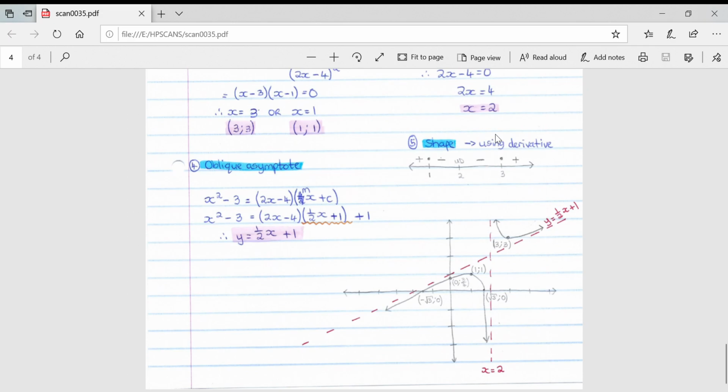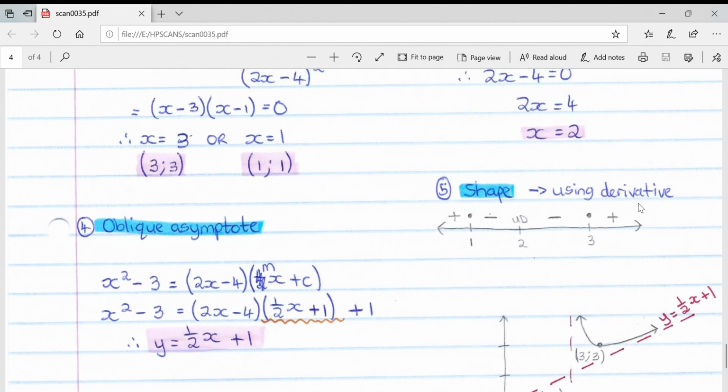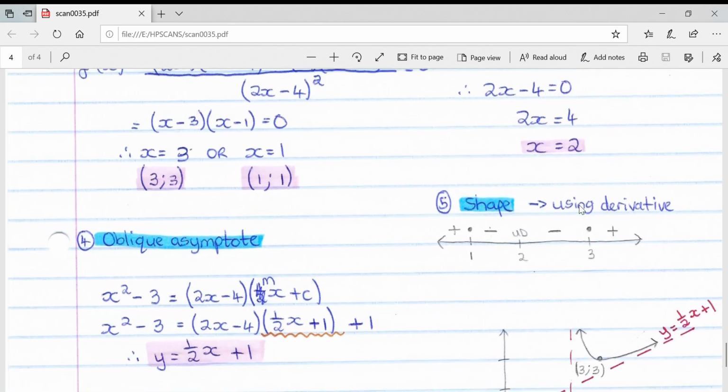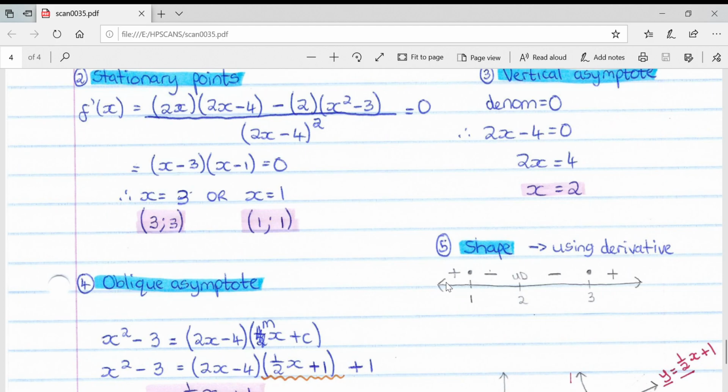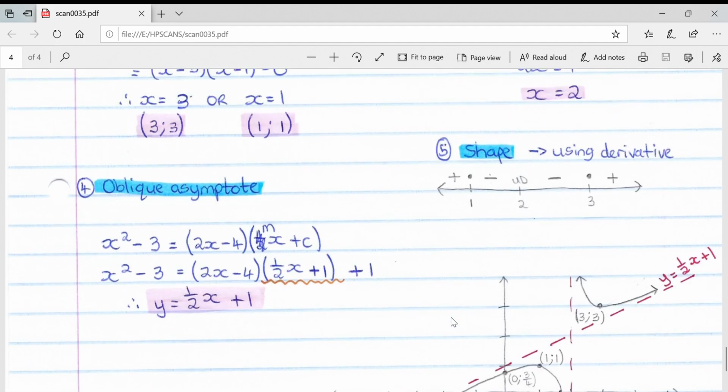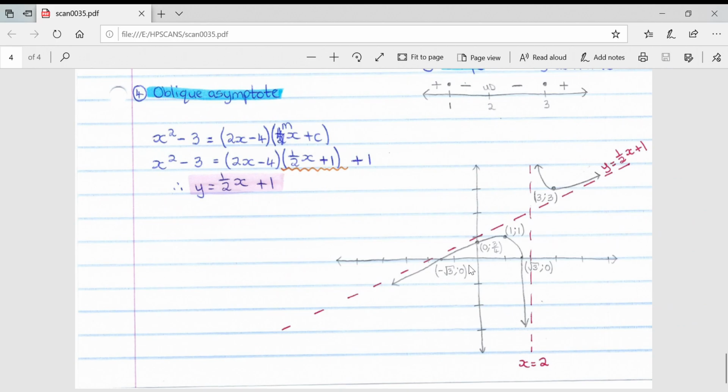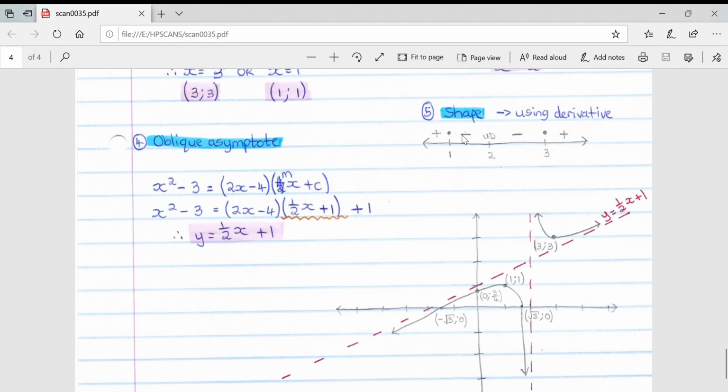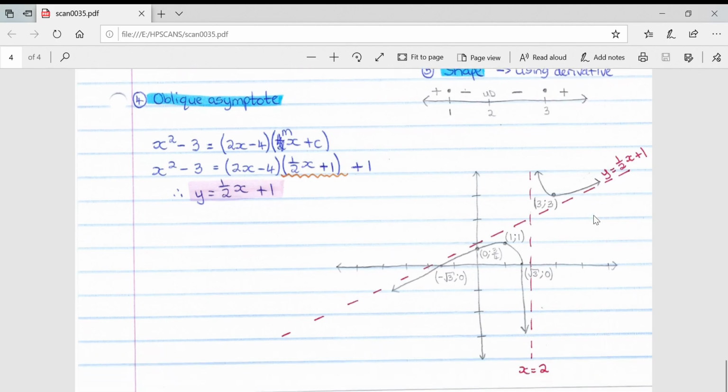Then we simply find out the shape of our graph using the derivative. We take any point smaller than 1 and we find that the gradient is positive. A point between 1 and 2, we find the gradient is negative. Between 2 and 3 any point will be negative in terms of the gradient, and bigger than 3 will be positive in terms of the gradient.